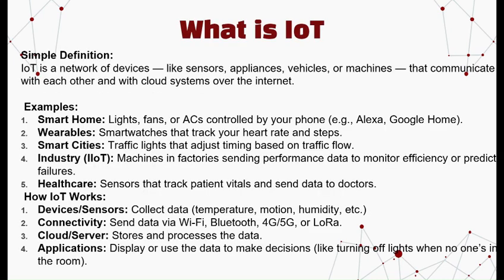So, what is IoT? IoT is a network of devices like sensors, appliances, vehicles, or machines that communicate with each other and with cloud systems over the internet. Examples: smart home, lights, fans, or ACs controlled by our phone. Wearables, smart watches that track your heart rate and steps. Smart cities, where we can control traffic lights, street lights, and adjust the timing of them based on traffic flow.